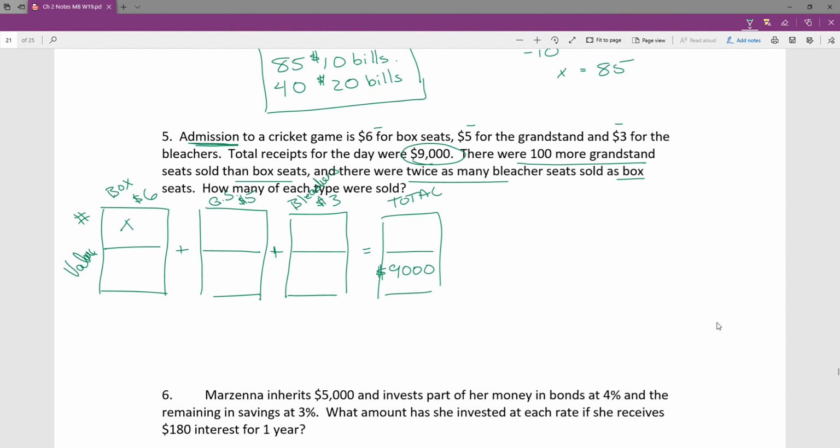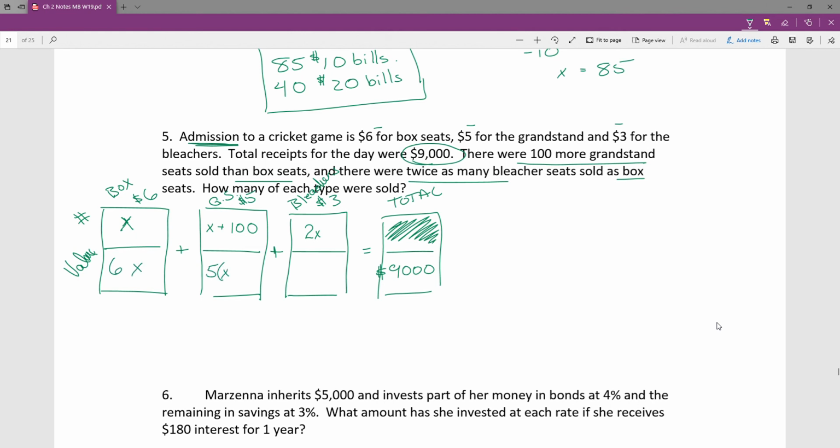So it says 100 more grandstand seats than box seats. So the grandstands would be whatever the box seats are plus 100. And it says twice as many bleacher seats sold as box seats. So whatever box seats are, it's going to be times 2. We don't know what this box is, nor are we being asked that. We have enough information to go because we can use this number of things and the value of them to build that total value line.